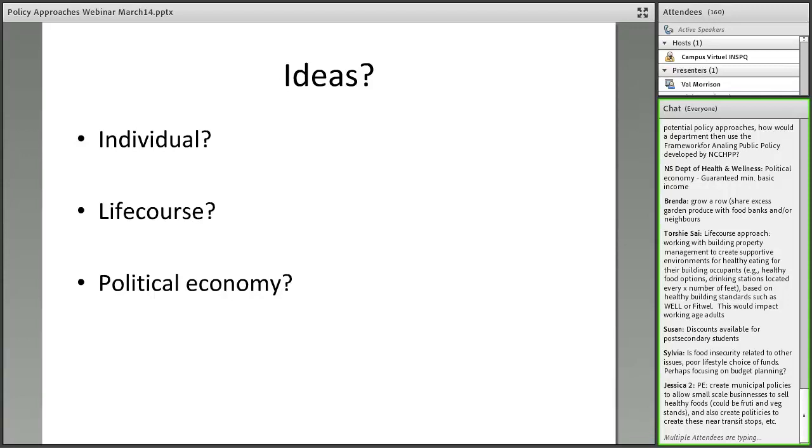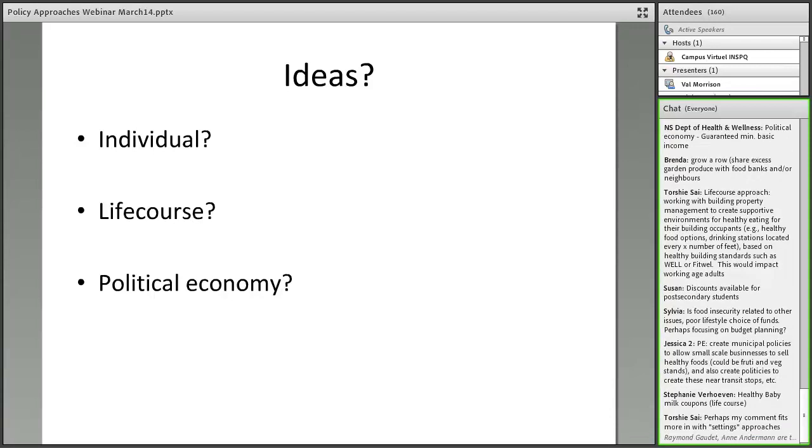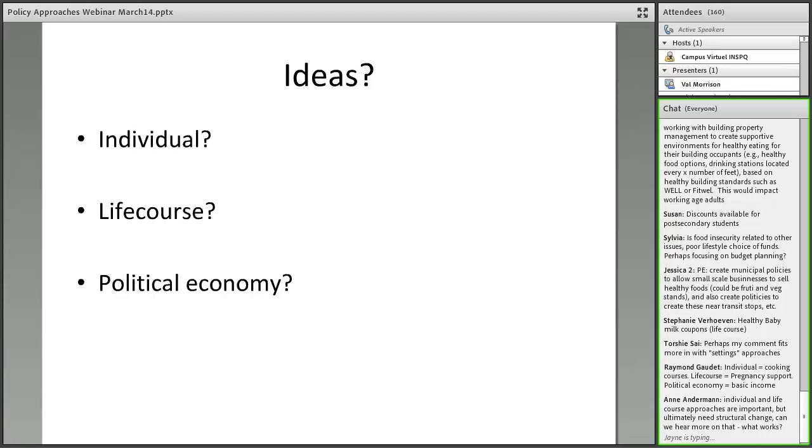Okay, good. And a few have been coming up since I started talking as well. Guaranteed minimum basic income. Okay. From Nova Scotia Department of Health and Wellness, Lifecourse approach, working with building property management to create supportive environments for healthy eating for occupants, healthy food options, and so on. Okay, well, that sounds like a fairly good one. Individual, cooking courses; Lifecourse, pregnancy support; political economy, basic income. That's from Raymond.